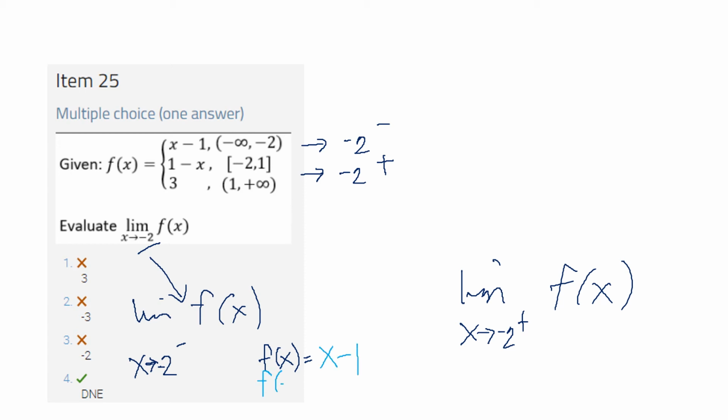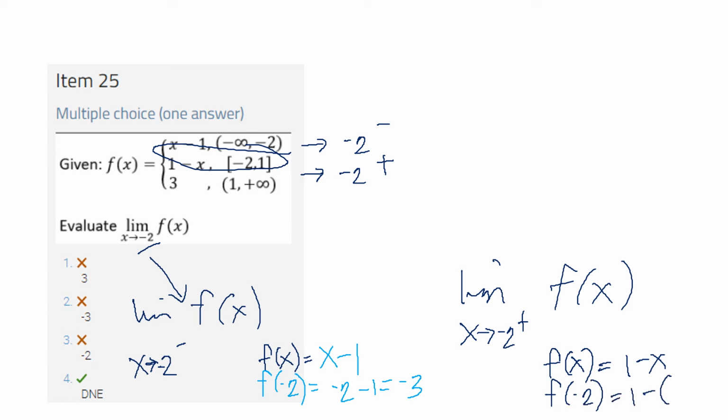Okay, let x be equal to negative 2. So we have negative 2 minus 1 is equal to negative 3. While on the right, gagamitin natin ay f of x is equal to 1 minus x kasi doon siya napapabilang. So substitute: f of negative 2 is equal to 1 minus negative 2, and that is equal to 3. Negative 3 and 3 are not equal. Ang gusto natin, dapat equal sila. And since they're not equal, the limit does not exist.